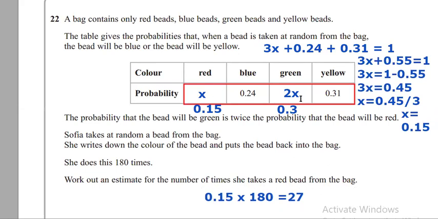So basically, we use the information that when you add all of these probabilities, you get 1 to find the value of x. The question mentioned that the probability of green equals twice the probability of red. The green one is twice the red. So if the red is x, it means the green is 2x. We added them together, we found x, we put them back in the probabilities, and then they asked about the red ones. If we do this 180 times, this means we multiply to get the answer of the question. And this is how you answer a question like this.